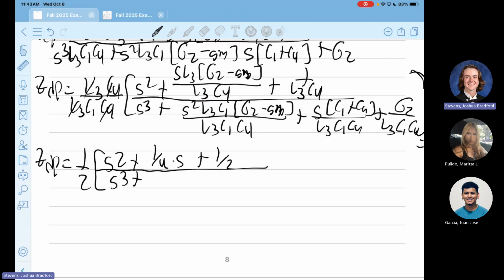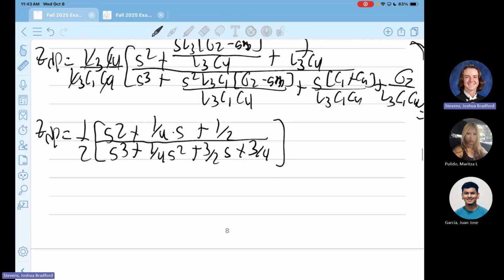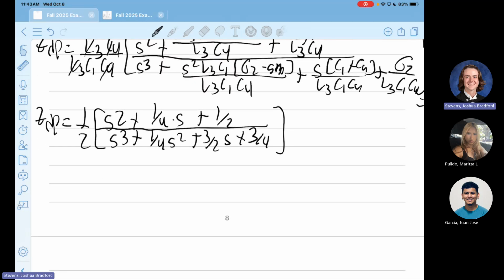Denominator becomes S cubed plus 1 over 4 S squared plus 3 halves S plus 3/4. Okay. So, can anybody tell me what we do next? We are trying to find the open circuit and short circuit natural frequencies. Anybody tell me what to do next?